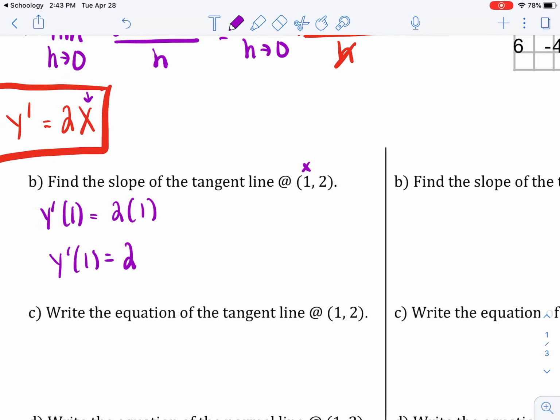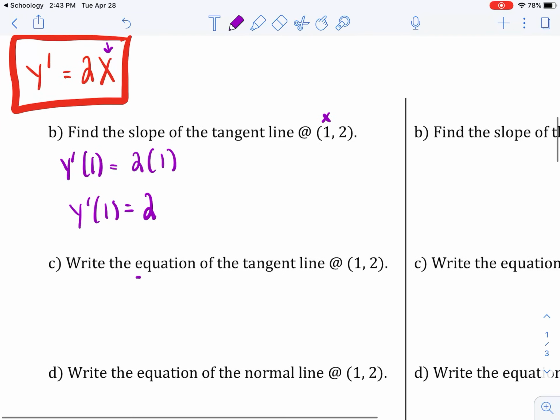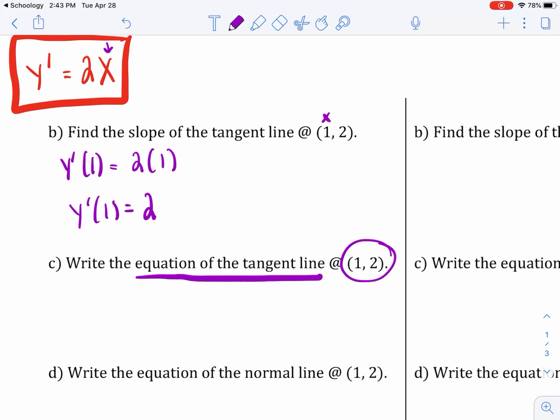Okay, let's move on to C. Write the equation of the tangent line. So remember, to write the equation of the tangent line, you need two things. You need a point, ba-boom. You need the slope, voila. So now I can write my equation of my line. y minus y1, which is 2, equals m, which is this 2, times x minus 1. So I was using this for x1, y1 right here.